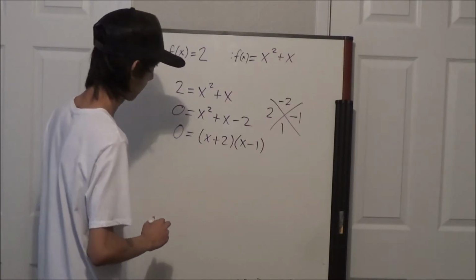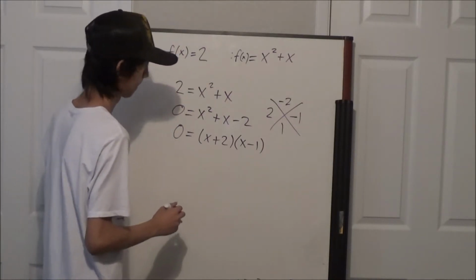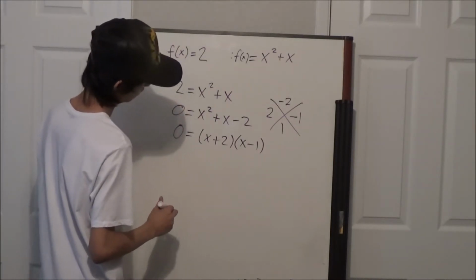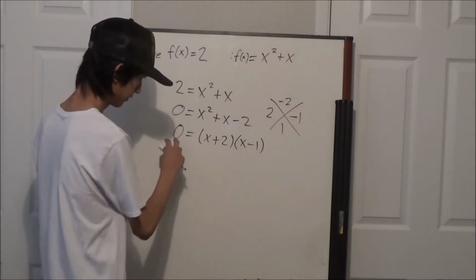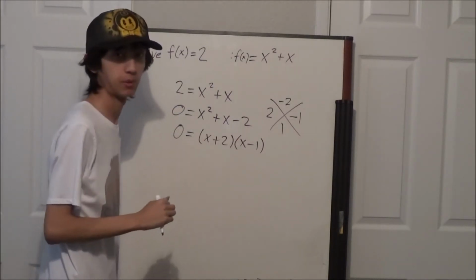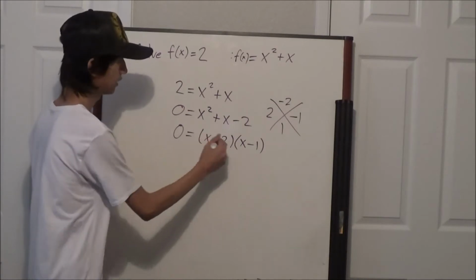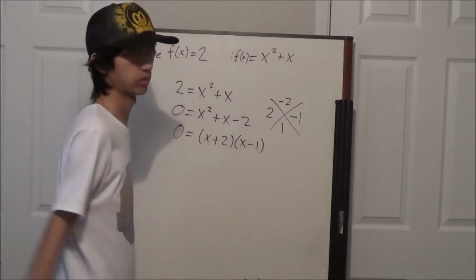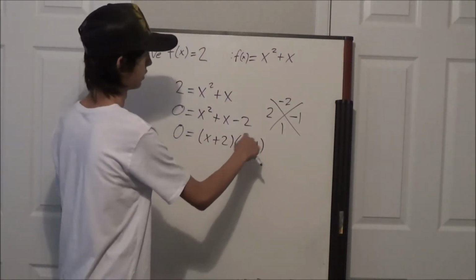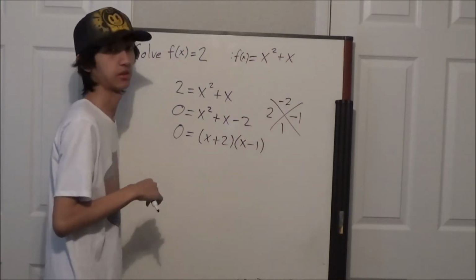Now, you have this equal to 0. Now, you would see why we want this to equal 0. If this is equal to 0, this whole thing is equal to 0.